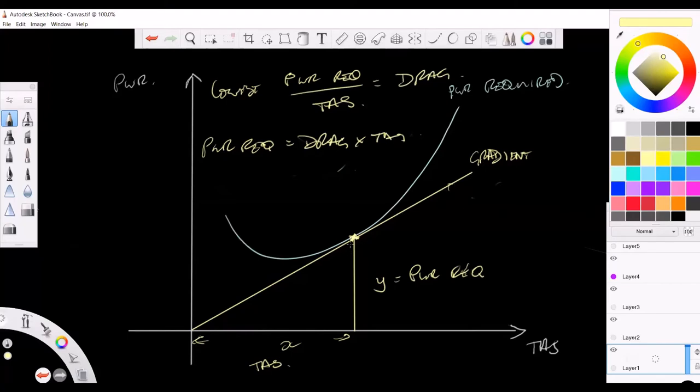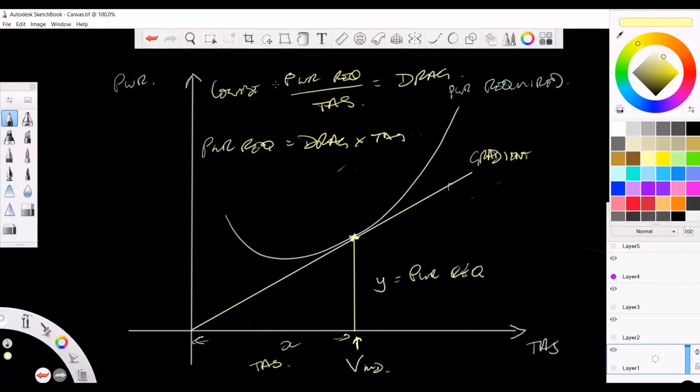Not this curve. The gradient of this line drawn on the power required curve, the gradient of that line is drag. Now that means a couple of things. For a start, it means that this TAS here represents minimum drag speed. That's the TAS equivalent of VMD. VMD, of course, is a CAS, not a TAS or an IAS. Don't worry about whether it's CAS or IAS. It's a CAS, but this is the TAS equivalent of VMD.